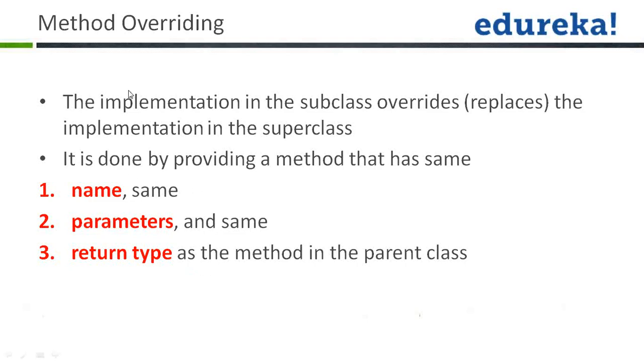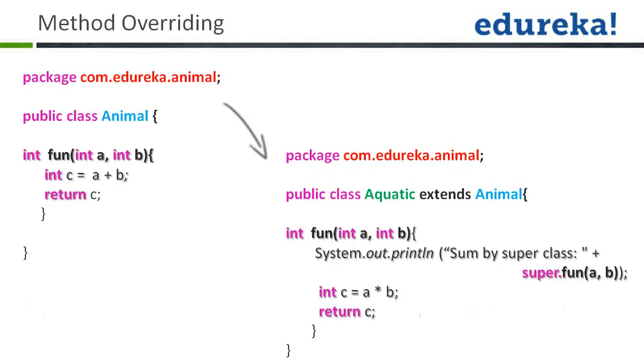Okay, so it is done by providing a method that has the same name. The name of the method remains same in overriding. Parameters are also same, as well as the return type, as the method in the parent class. Return type, parameter and name, each and everything has to be same. That means the signature of the method will be same in overriding. Only the functionality within the method will change. Let's try to understand it. It will be much clearer right now.